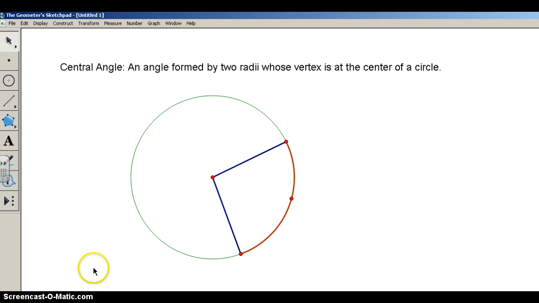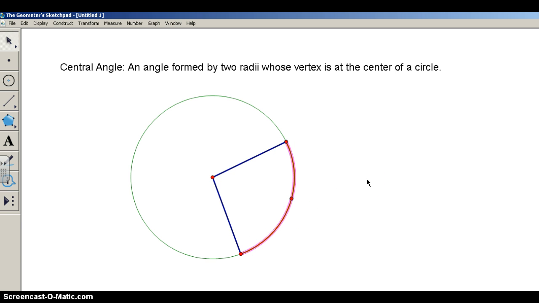So what you can see that I did, I have this circle here and there's my two radii. These two radii, this angle here, this central angle, intercepts the arc. Now what that means is that the endpoints of the angle, so the endpoints of the radii, are on the circle. Between those two endpoints of the radii, you create this arc. That's what we call the intercepted arc.